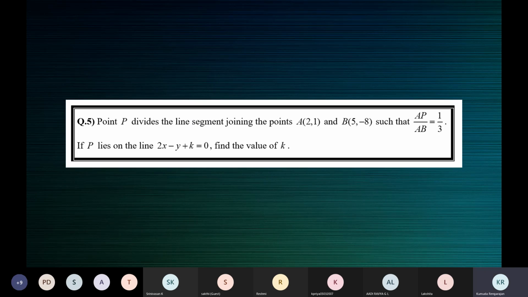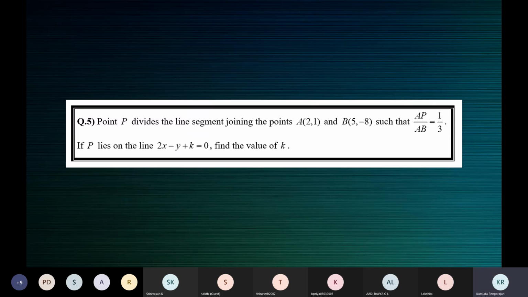What was it, Shakti? 3 comma? No, one minute, I'm finding the y value. Okay. 3 comma minus 2. Yeah, 3 comma minus 2. And the ratio is 1:2. 3 comma minus 2 is right.